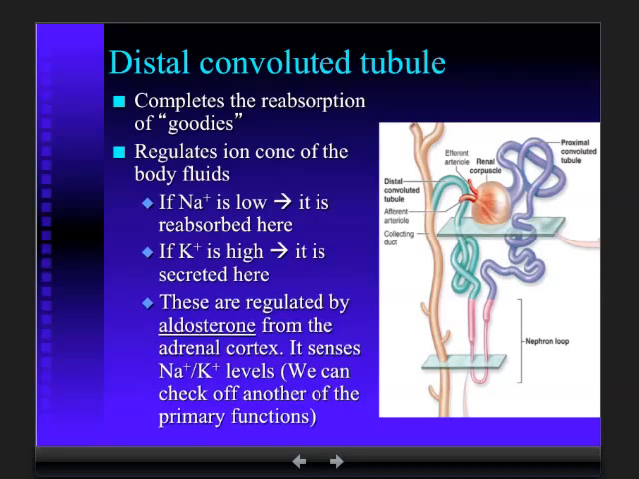Simple columnar, lots of microvilli, right? Because this is a lot of absorption, right? And there's a lot of uptake of things, so you need a lot of mitochondria, all right? So this has a lot of microvilli. This, on the other hand, doesn't.